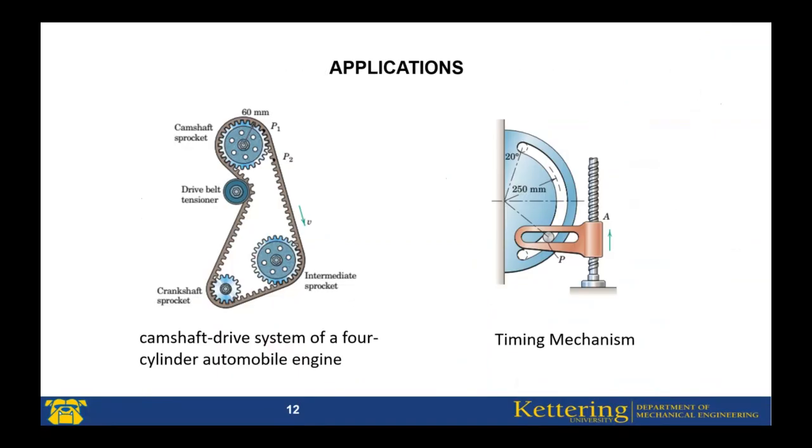Now, what are the applications? These are two applications I selected, related to mechanics or mechanical engineering. There's a camshaft drive system of a 4-cylinder automobile engine. For this system, you will see there's a belt and some kinds of gears. And here, if the velocity of this timing belt is given to you, you can relate this velocity with the radius of the gear at this point.